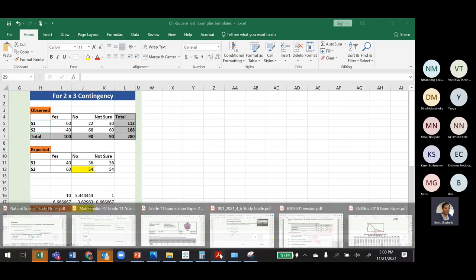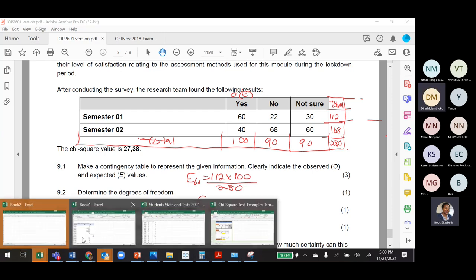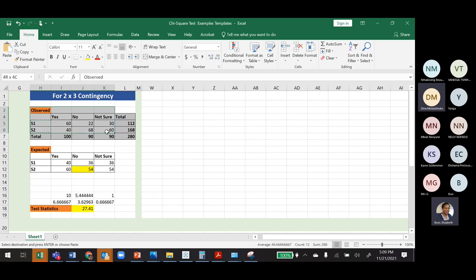So going back to your question, let's come back here. In terms of our one, we have our observed values with the yes and no and not sure and semester one and semester two, and then we calculated the total. This template does the same. Here are your observed values. So on your answer sheet, you can write observed values and substitute all the observed values the way they are asked, and the totals. You can see they calculated the totals as well.